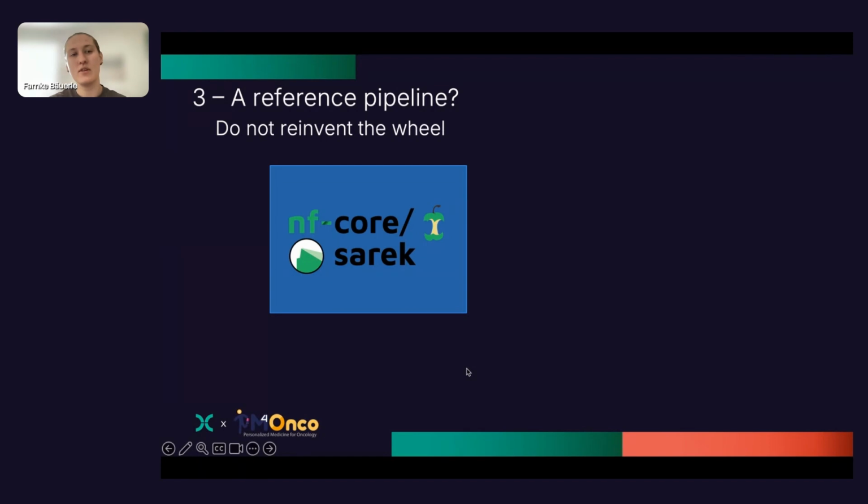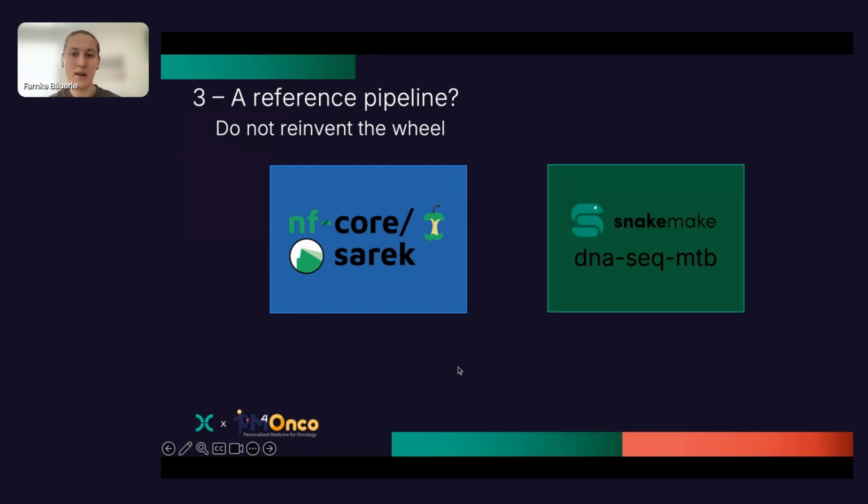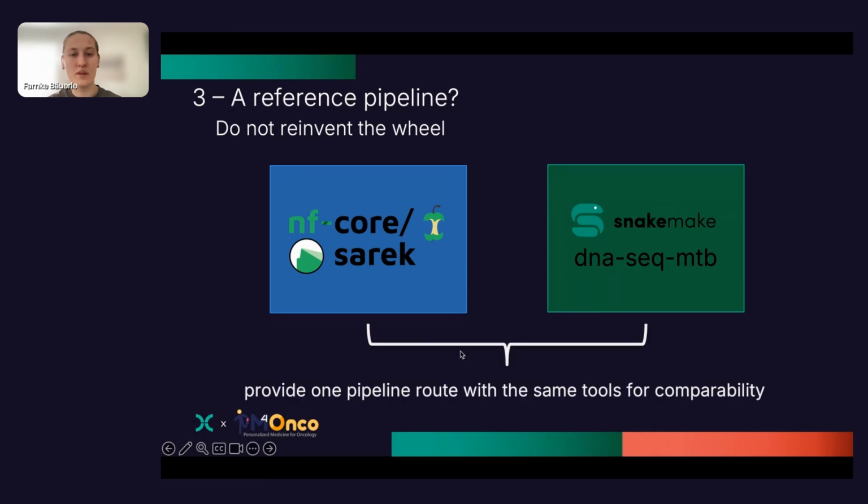From the surveys that we conducted with people working within the PM4Onco project, we know that all of these people have different backgrounds and preferences. And thus we decided to not only offer a reference pipeline written in Nextflow, but also one written in Snakemake. What we want is that both pipelines offer at least one route through all of the steps of the pipeline that have the same tools available. So we want to have comparability. They don't have to be completely similar, right? They just need to offer one way of analyzing the data that is similar.